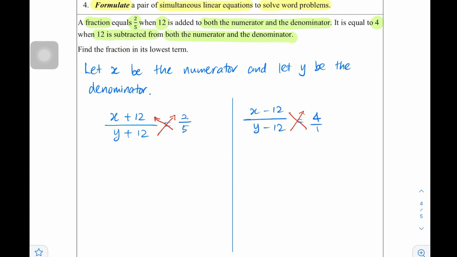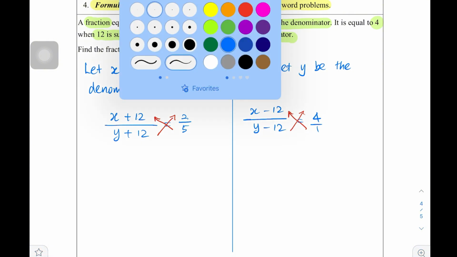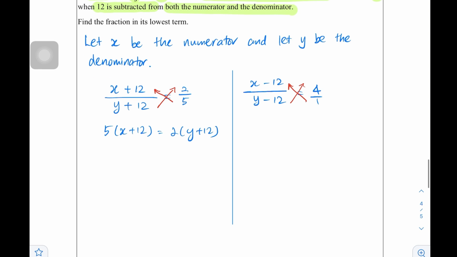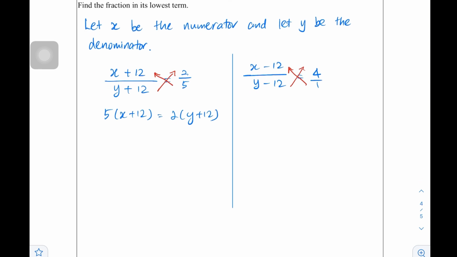Okay, so let's try to cross multiply and see what we get. Right, so we're going to have 5 times (x + 12) equals 2 times (y + 12) after we cross multiply the first equation, and then we can multiply the 5 into x + 12 to get 5x + 60, and we can multiply 2 to y + 12 to get 2y + 24. So now we can put all the x and y on the left hand side and the constants on the right hand side. To do that, we need to subtract 2y on both sides.